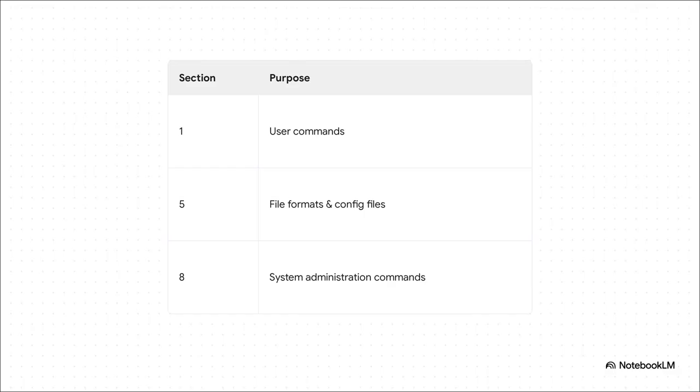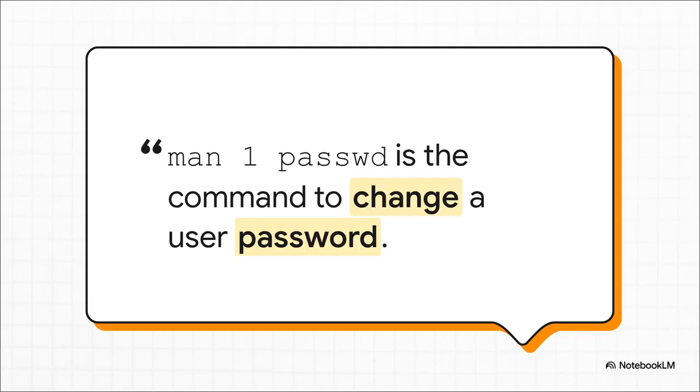That's it. Okay, now this is where it gets really powerful. The manual is actually divided into different sections. So why does that matter? Well, sometimes a single name, like passwd, could be a command and a configuration file. Sections let you tell Linux exactly which one you want to read about. The most common ones you'll use are Section 1 for user commands, Section 5 for file formats, and Section 8 for admin commands. Let's take that passwd example.